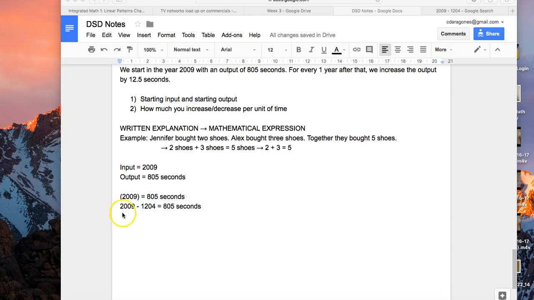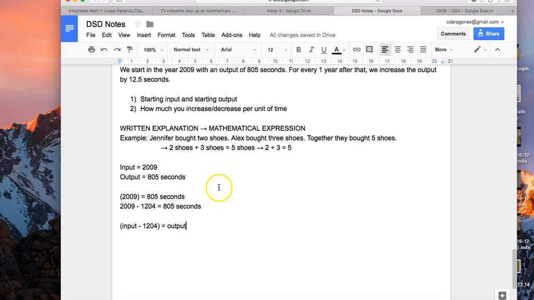So I'm going to take my input and take away 1204, and then I'm going to get 805 seconds. So maybe my function is starting to look like my input minus 1204 equals my output, okay? So I'm essentially saying, take whatever input you have, take away 1,204, and then you'll get the output that you want.